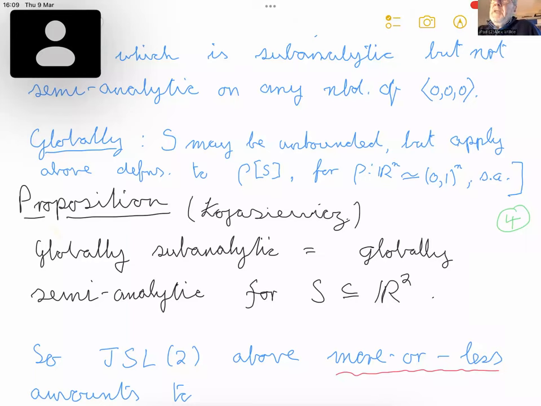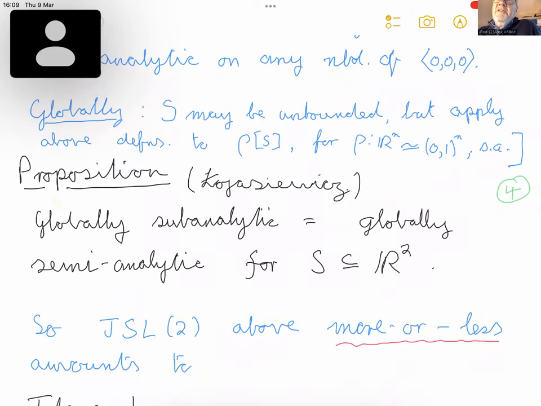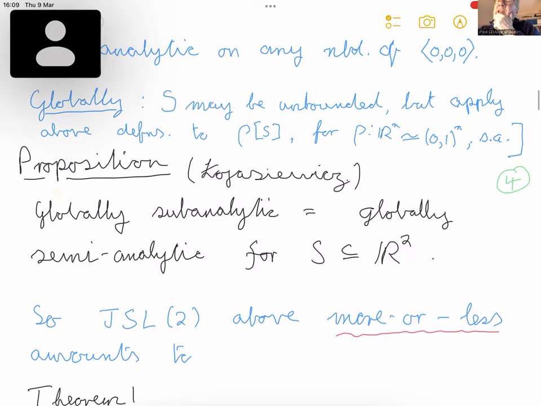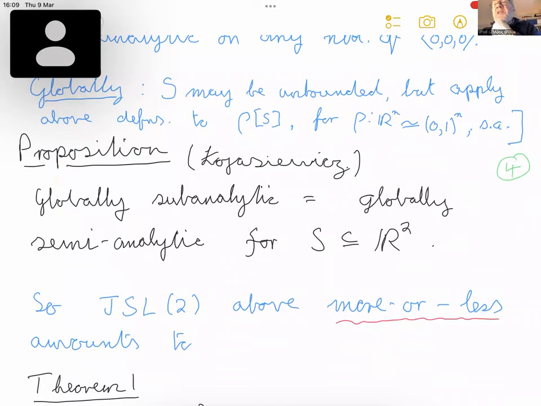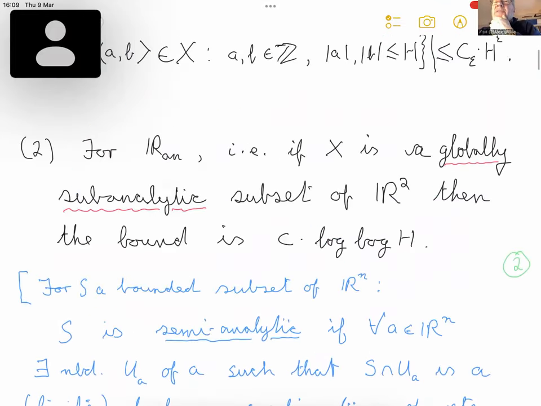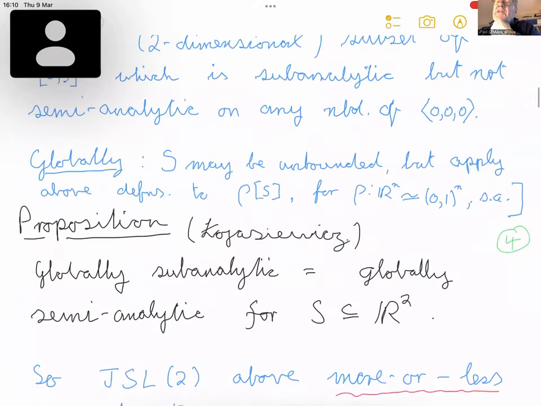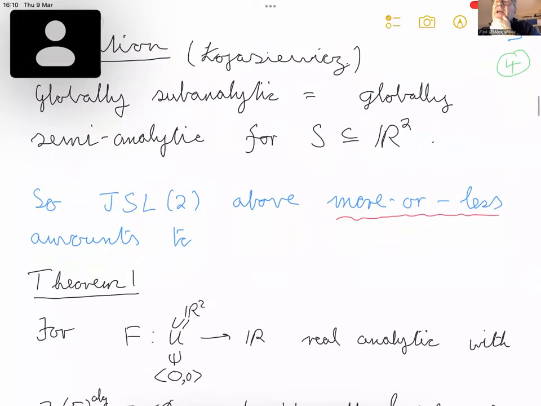The reason I've mentioned this is that there's a proposition. This theory was first developed by Gabrielov, who proved that if you're just in the plane, then globally sub-analytic and globally semi-analytic are actually the same. And that's used in the proof of this theorem here. This is why the proof works, in that you only have to deal with semi-analytic sets.